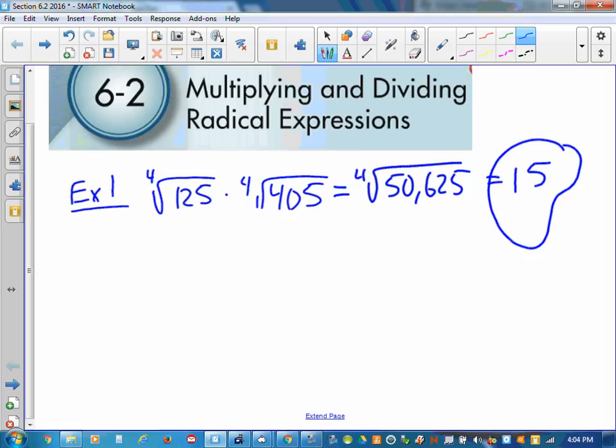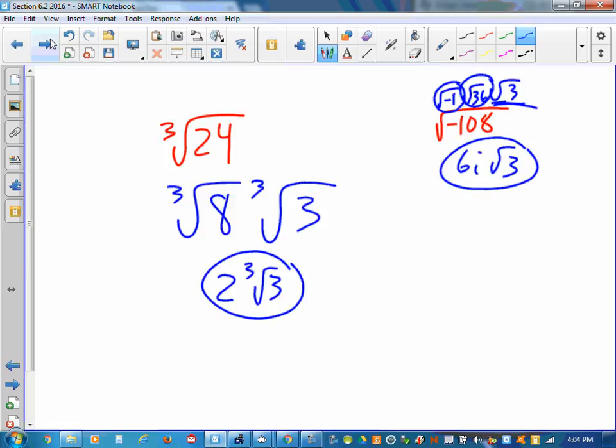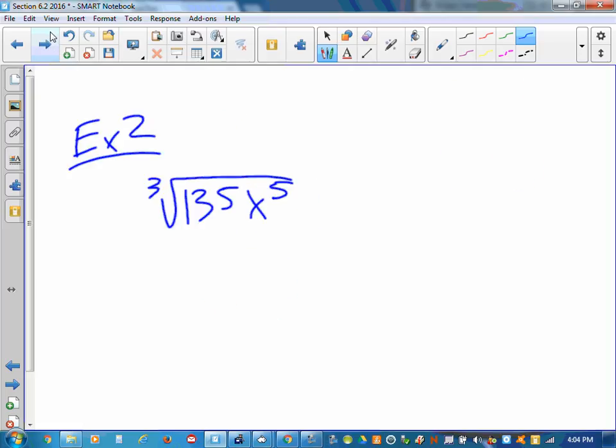We multiplied two radicals together. The dividing ones, those are the pain. When we do the dividing, I may melt your brains, so be prepared for that. Division's always the hard thing, isn't it? All right, so here we go.